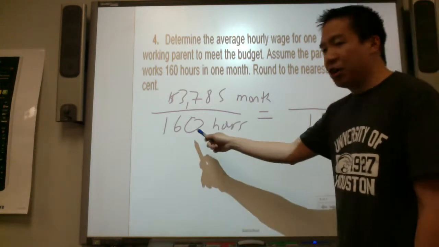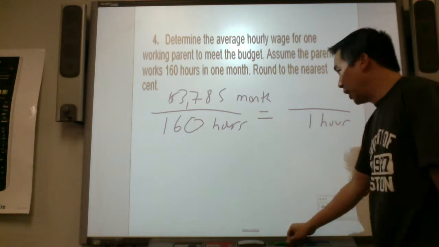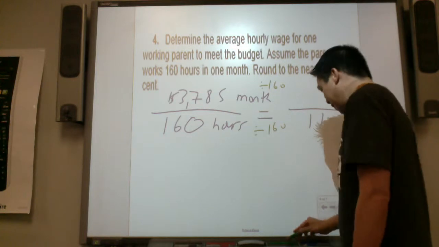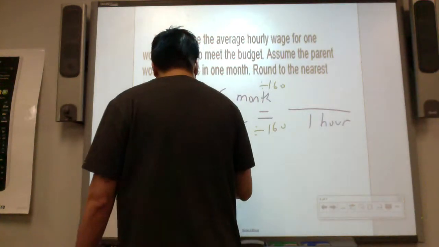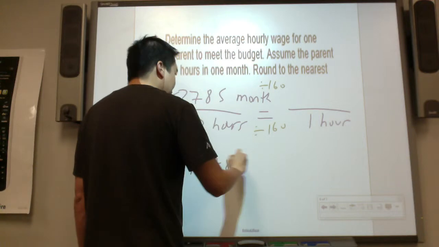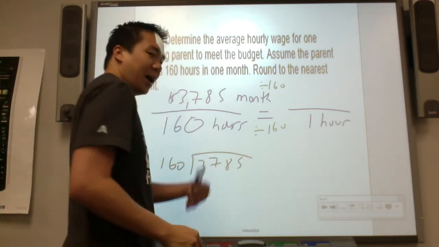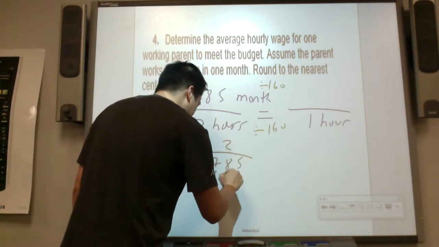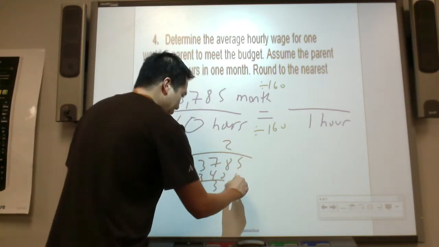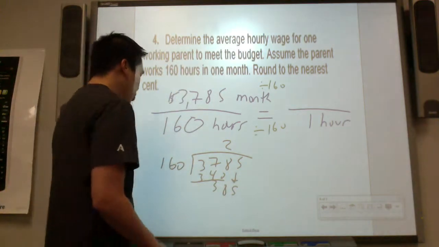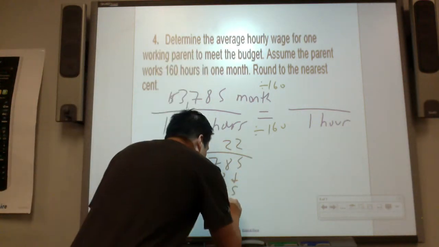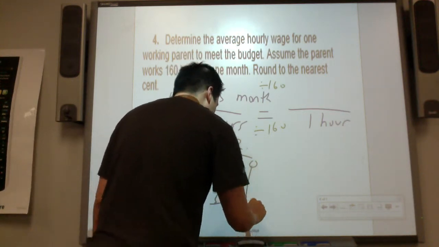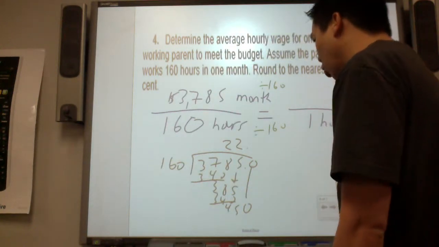So how do I break 160 hours to 1 hour? I need to divide by 160. So what's 3,785 divided by 160? You know what? I'm not going to do it without my calculator. 160 goes into 378 2 times. That's 340. That's 38. Bring down the 5. How many groups of 160 go in 385? 2 times. And that's 45. I need to get rid of this remainder, add another 0. How many groups of 160 go into this?